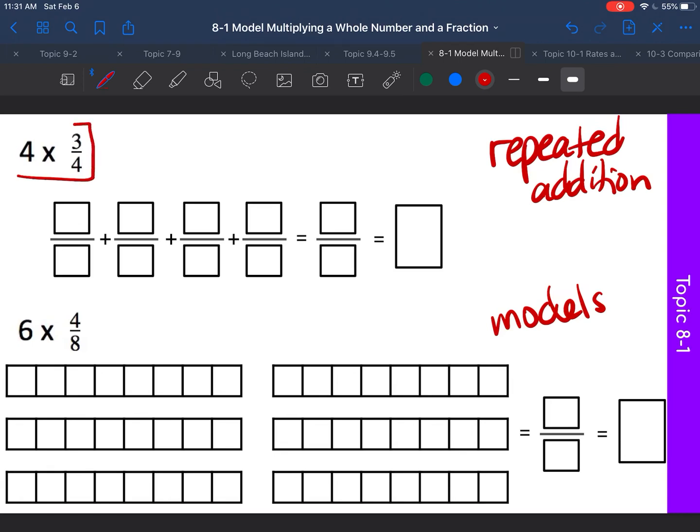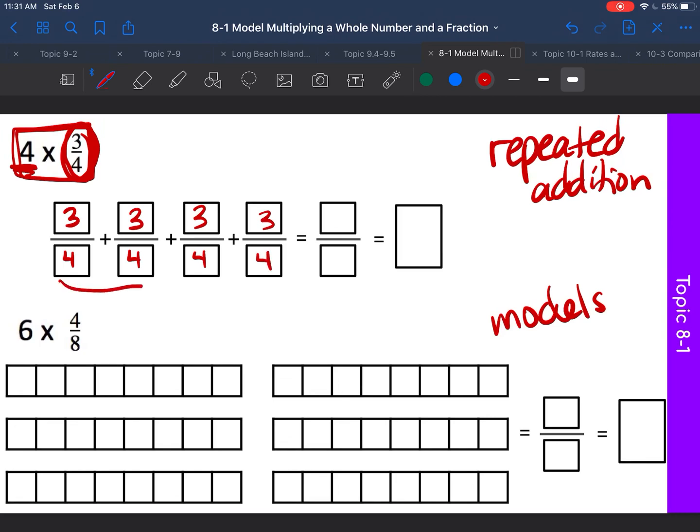So this problem is 4 times 3/4. So that's basically like saying, okay, let's say I shovel 3/4 of my driveway every day for 4 days. I want to figure out how much do I shovel of my driveway after 4 whole days, all right? So you're basically doing 3/4 4 times. So you add 3/4 once, 3/4 again, 3/4 again, and 3/4 again.